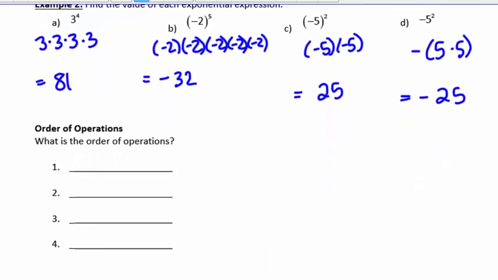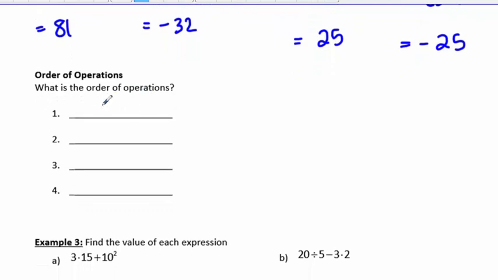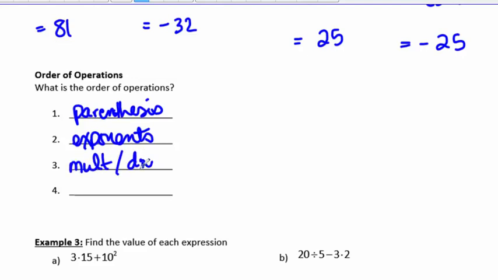Okay. Let's look at the order of operations. What is the order of operations? Well, we start with parentheses or grouping symbols first. Second comes exponents. Third comes multiplication, division. And last comes addition, subtraction. Now, multiplication and division will change order depending on whichever one comes first in the problem. So for both of these, multiplication, division, and addition, subtraction, we're going to read from left to right.